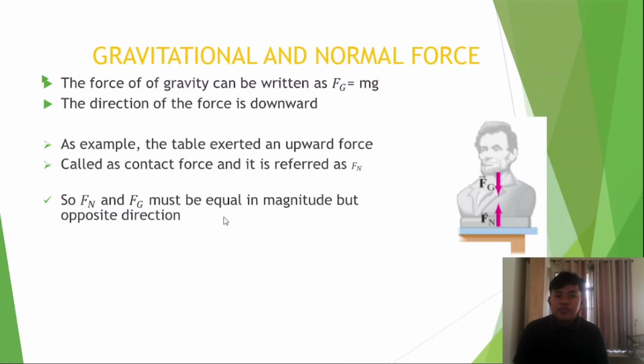Gravitational and normal force. First, the force of gravity can be written as Fg equals mg. The direction of the force is downward. As an example, the driver exerts an upward force, known as the contact force, and it is referred to as Fn. So Fn and Fg must be equal in magnitude but opposite in direction.